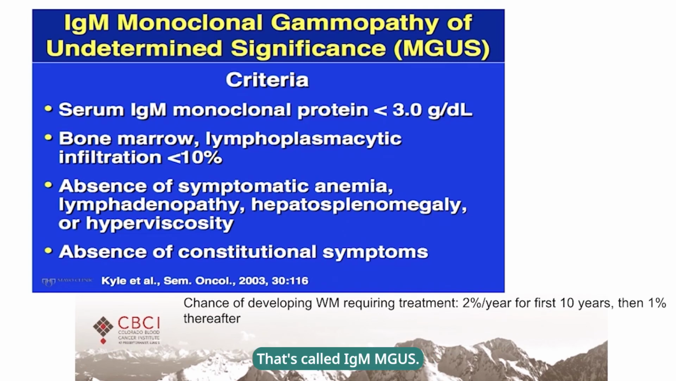And that's called IgM MGUS. And the chance of developing Waldenstrom's that requires treatment is about 2% a year for the first 10 years and about 1% per year thereafter.